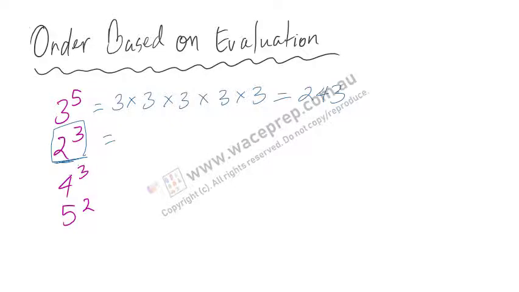Next we have 2 to the power 3, or 2 cube. So what it means is there are 3 2's. So 2 times 2 times 2. We know that 2 times 2 times 2, or 2 cube, is 8.